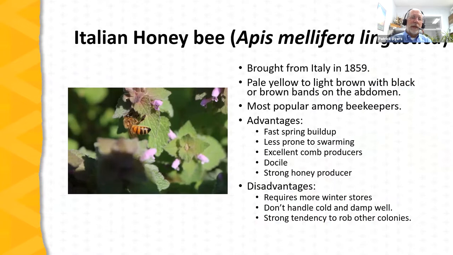They're very popular among beekeepers. They have a fast spring buildup. They're less prone to swarming. They're excellent comb producers, and very importantly for beginners, they're docile. They're easy to work with, and they're forgiving. Again, for beginners, you know, you're going to make mistakes. You're going to do things that alarm the bees, but Italian honeybees are forgiving. They're docile, and they're strong honey producers.